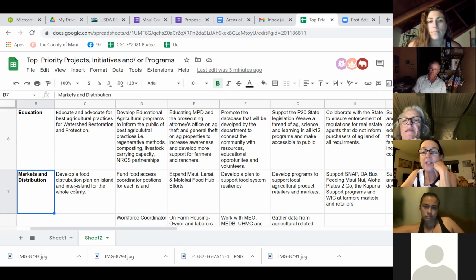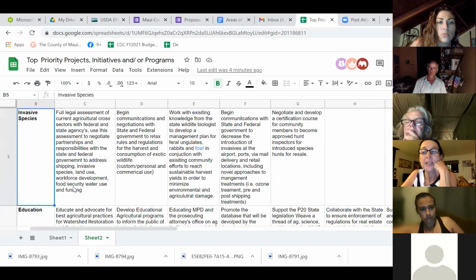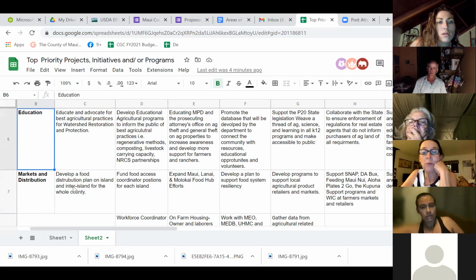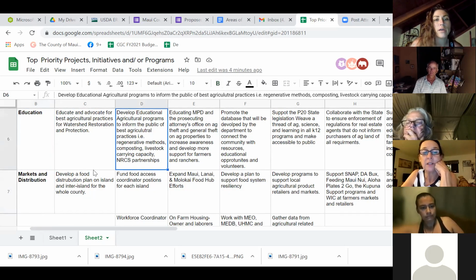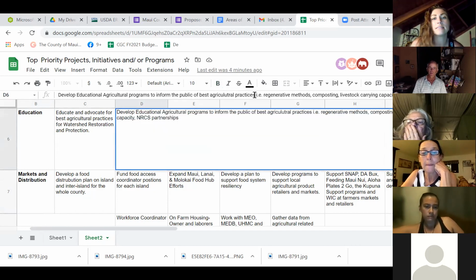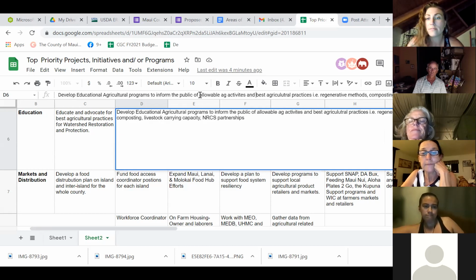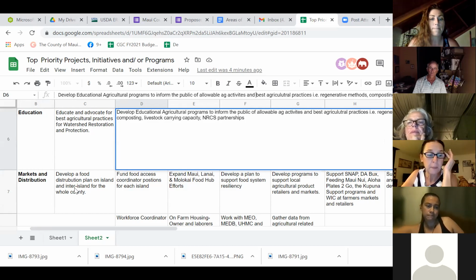Allowable ag activities somewhere? Okay, would that go in education somewhere? Allowable ag activities, educational markets and agriculture, distribution, best practices and public education of allowable ag activities and best agricultural practices. Is that okay? That's good. Yes, thank you.